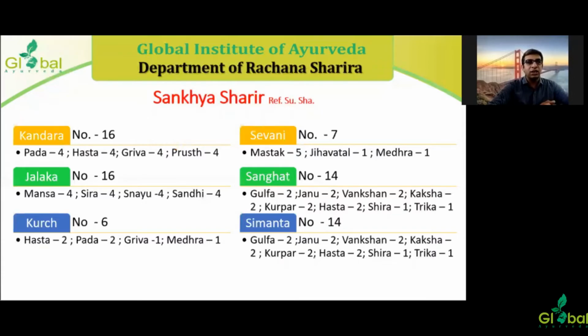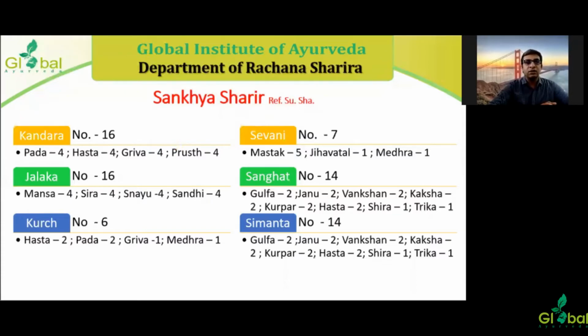Jala, there are different kinds of jala, which are 16 in number: 4 made from mamsa, 4 made from sira, 4 made from snayu, and 4 made from sandhi. Kurcha, the number of kurcha in the body is 6. Among them, 2 in hasta, 2 in pada, 1 in griva, and 1 in medra. Sevani, there are 7 sevanis in the body.